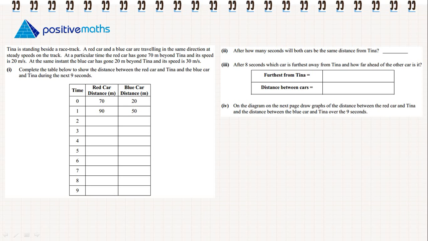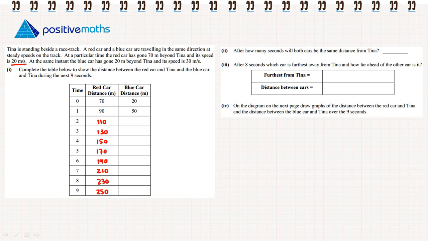If we look at the red car first of all, at the instant, it is 70 metres beyond Tina. After 1 second, it goes to 90 metres. After 2 seconds, we're going to add on 20 metres because it's going 20 metres per second. So that's going to give us 110, 130, 150, 170, 190, 210, 230, and 250.